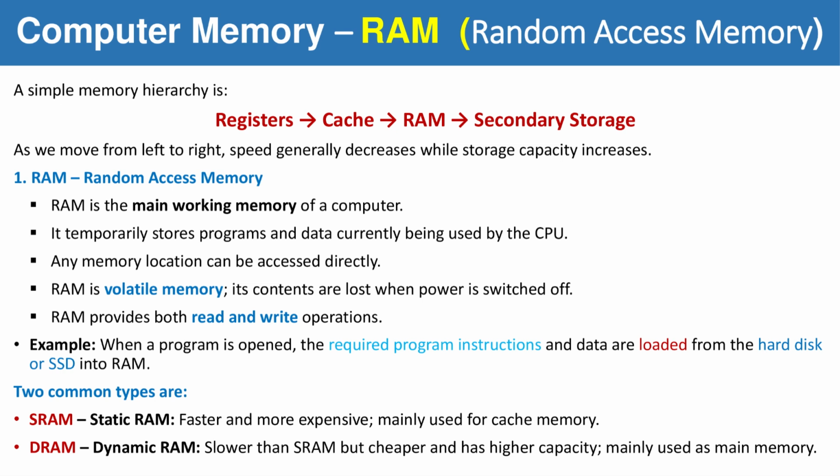RAM, or random access memory, is the main working memory of a computer. It temporarily stores the programs and data currently being used by the CPU. RAM supports both reading and writing, but it is volatile, so its contents are lost when power is switched off. The two common types are SRAM, mainly used for cache memory, and DRAM, mainly used as main memory.